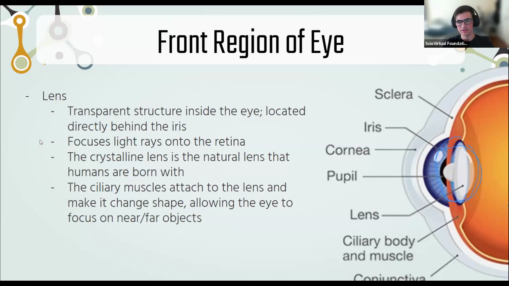If you ever bring something too close and you have to squint your eyes, what you're doing is changing the focal length of your lens, your total focal length of the eye, and you're basically just bringing it into focus so that you can see it properly. Does that make sense? Okay.